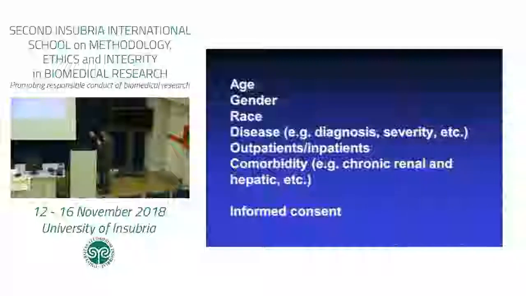Gender, some are only for male and some are only for female. Race, some hypertensive drugs do not work in some races. Disease, how I diagnosed that disease, which is the severity, is it a mild renal insufficiency, is it a severe renal insufficiency. Which kind of patient? Patient admitted in the hospital. Patient seen by the general practitioner. Comorbidity, healthy patient or with renal or hepatic or heart disease.